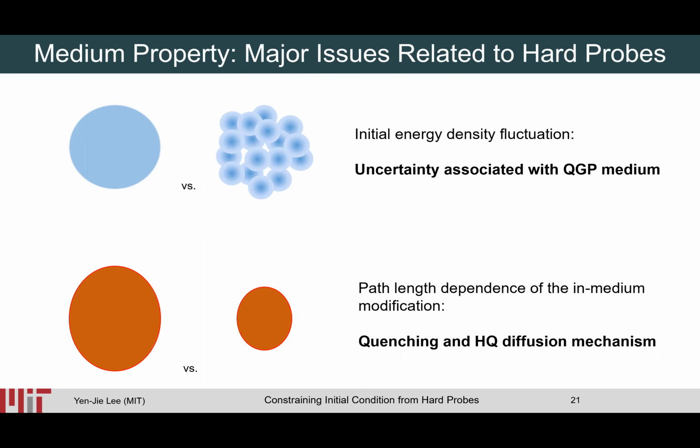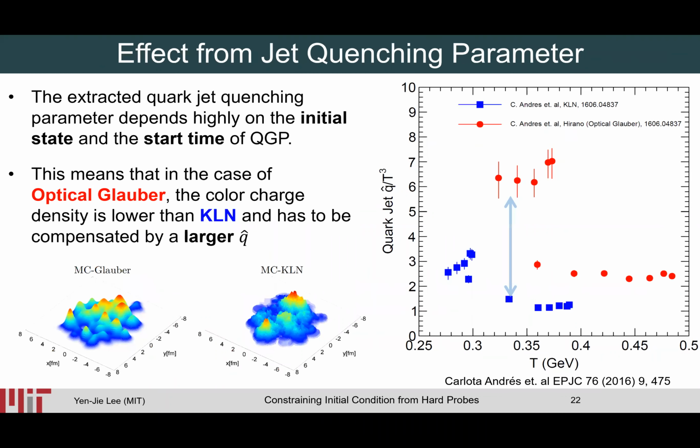The path length dependence of the medium modification is different between different theoretical models. So that's actually related to the jet quenching and the heavy quark diffusion mechanism. Just to illustrate the effect of the medium, also the starting time of the medium, etc.